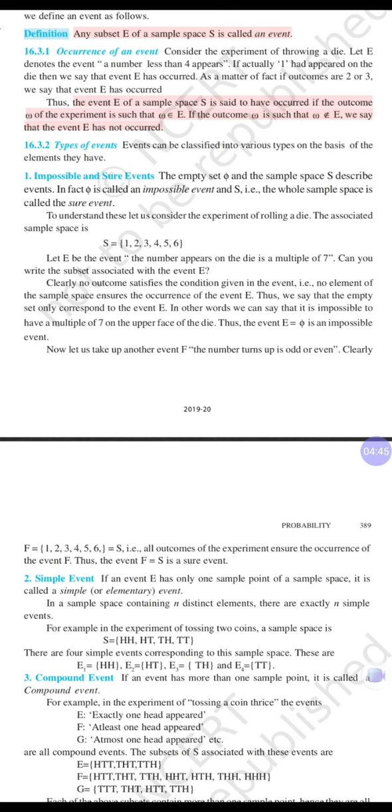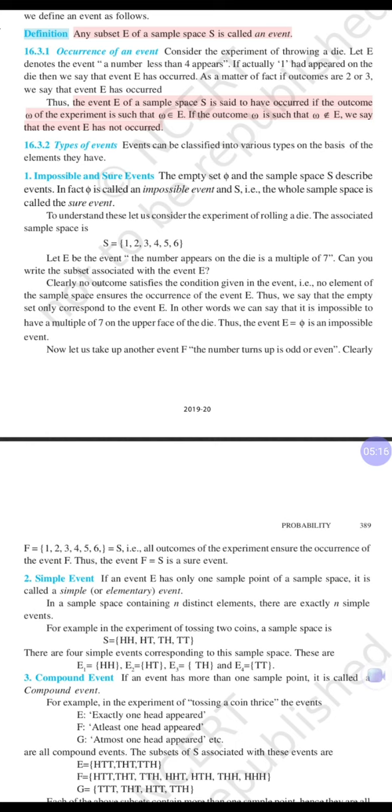Now if we say that I want any number between 1 to 6, 1 2 3 4 5 6, any number out of this, that means whatever comes, you are in a win condition. So this is called a sure event. That means definitely you will get one of these. Obviously you can't get outside of 6, so this is called a sure event.